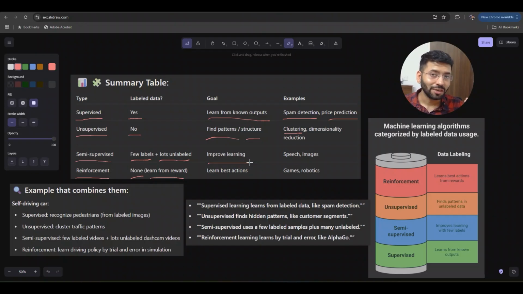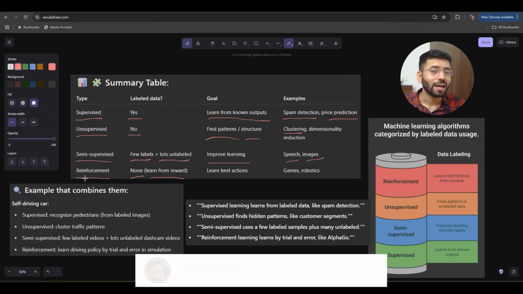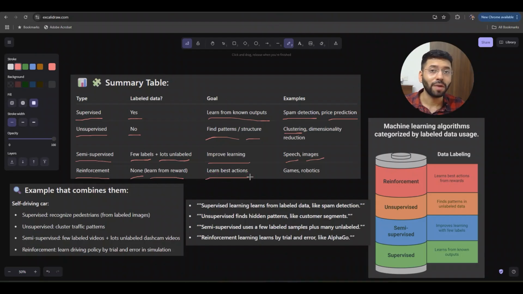So for semi-supervised, the goal is to improve the learning. You can take the teaching from some of the inputs which are given as labeled, and then apply that on the unlabeled data and refine your strategy. Some examples can be speech and images, where you have a few labeled data and a lot of unlabeled data. And the last type, reinforcement, the goal is to learn the best actions because we want to maximize the rewards. So what happens is you take the action in real time and, based on the penalty or the reward, you modify the strategy of the model, because the end goal is to maximize the reward. Some examples can be games and robotics.